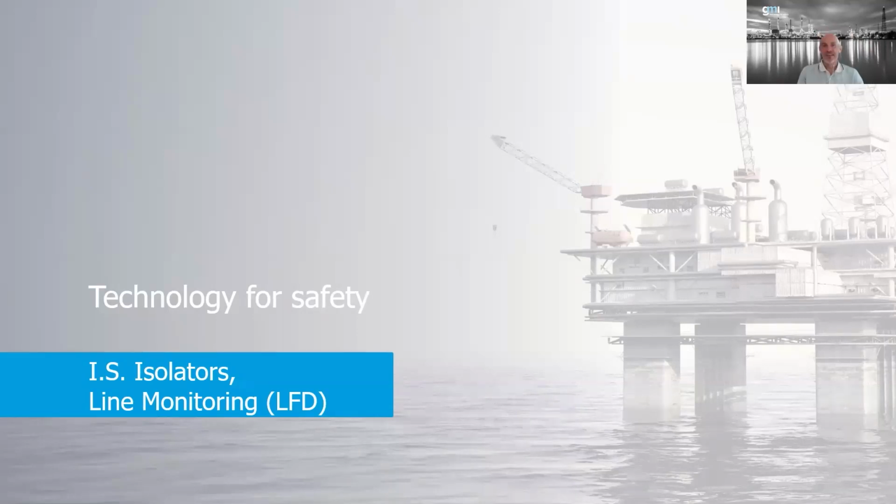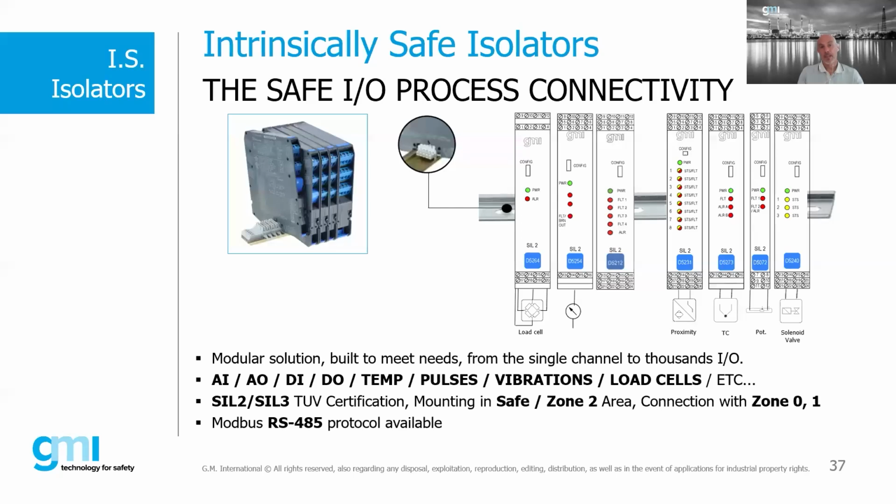Okay, so now it is my turn. I would like to give you more details about isolators and line monitoring, especially because there is a high demand for these features. So, processor connectivity: you can have a solution for all signals. In a hazardous area you want to connect to the safe area via PLC or via DCS. We have a broad range with different features and different SIL levels as well, for mounting in the safe area or on zone 2, for connection up to zone 0, the most dangerous areas.